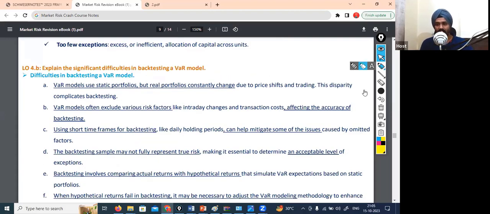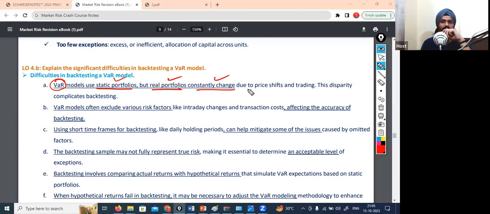Now, what are the significant difficulties that you can have in backtesting a VaR model? First off, understand that the VaR we calculate is based on a static portfolio. Like we are assuming the TCS returns for the last 1 year, that's static. But tomorrow it's going to be different. Maybe after 1 year, it's going to be different. But real portfolios change constantly due to price shifts and trading. So this disparity complicates the backtesting process.